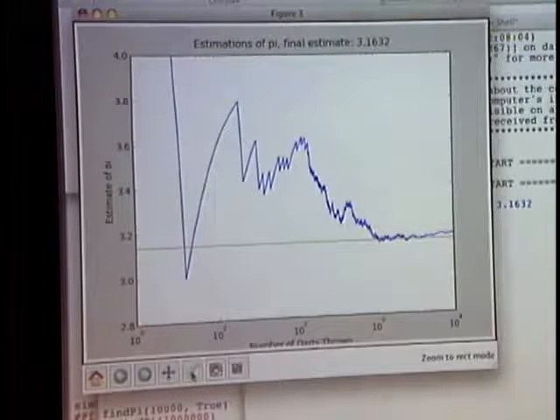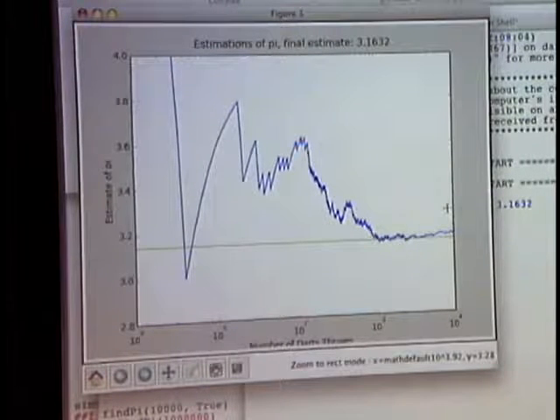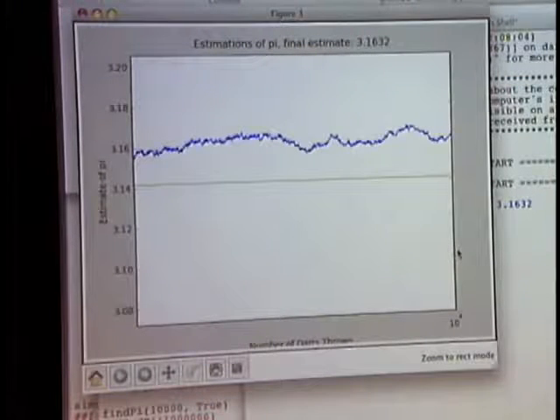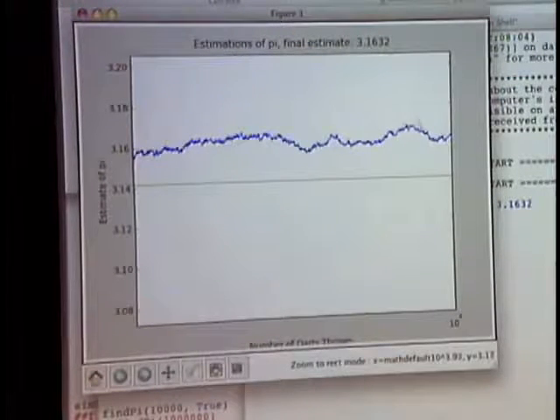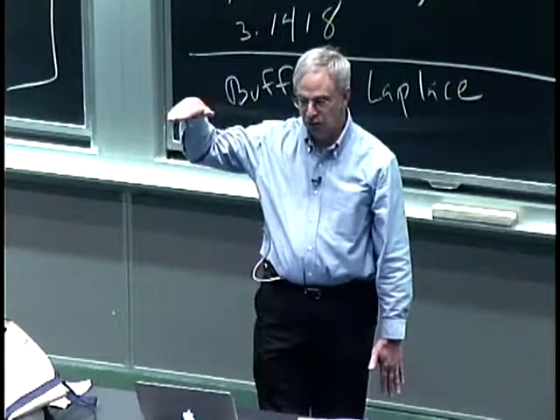We can zoom in. And it's bouncing up and down here. I'm in a region. But it makes us think that maybe it hasn't stabilized, right? You'd like it to not be moving very much.